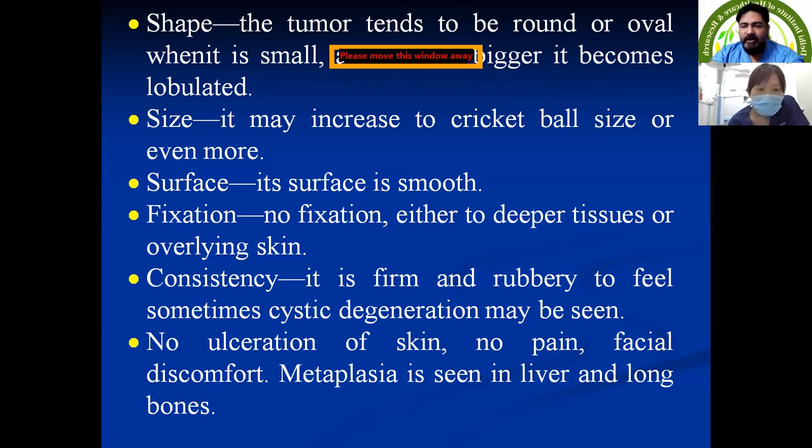Consistency: it is firm, rubbery to feel. Sometimes cystic degeneration may be seen. No ulceration of the skin, no pain. Facial discomfort: yes, it is there, and metaplasia is seen in liver along with the bones.